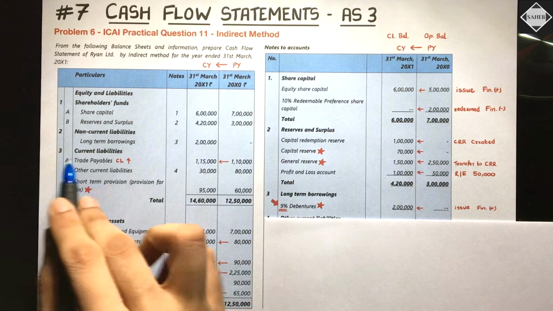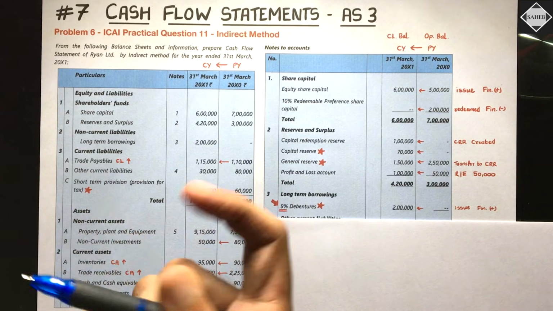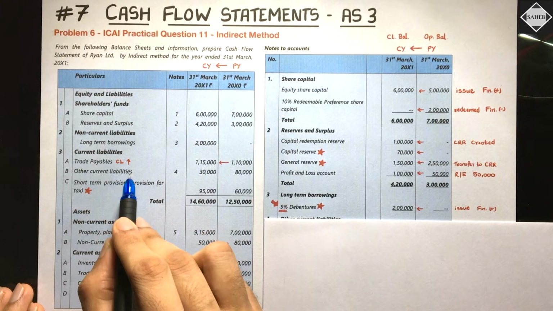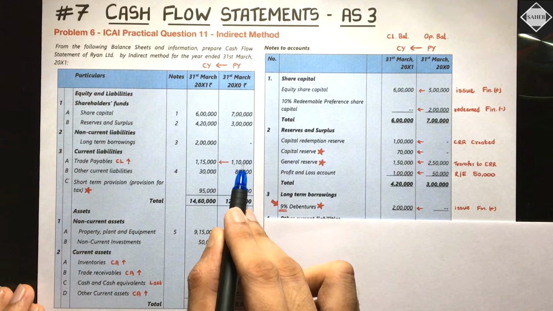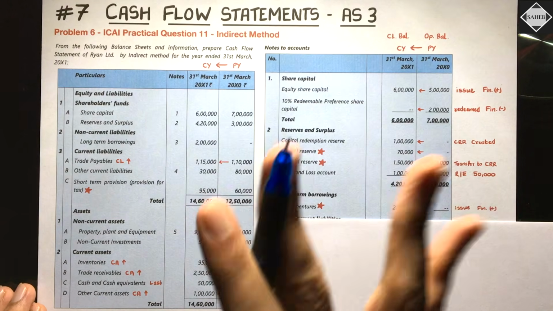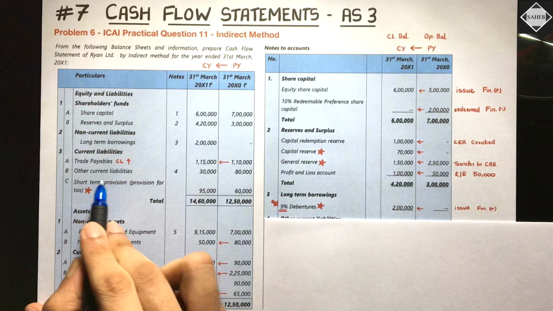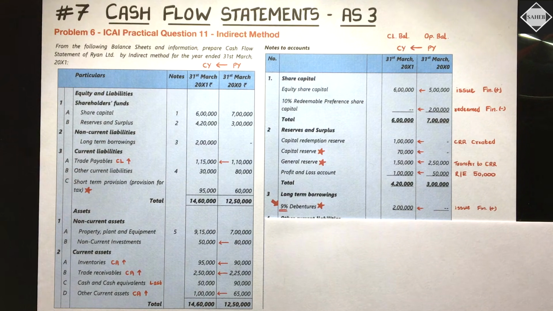Moving on, we have current liabilities, trade payables. Trade payable is a current liability. What do we do with that? We consider that in working capital changes. It's increasing, from 1 lakh 10 to 1 lakh 15. It has increased by 5,000. So we are going to add that in working capital changes while doing the operating activity. You all know that.